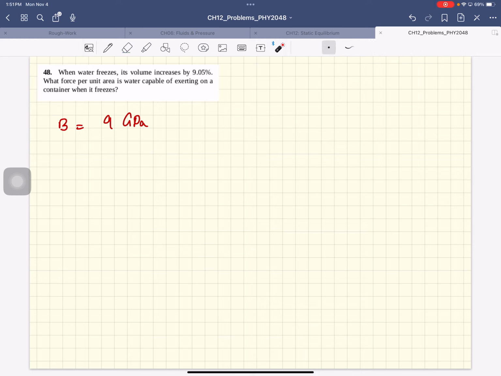All right, the bulk modulus of water is 9 gigapascals. When water freezes, its volume increases by 9%. What force per unit area is the water capable of exerting on a container when it freezes? Okay, so let's say you pour water in a container and you freeze it, the water is wanting to expand, so it's applying a force in that direction. And to keep it within the container, you have to, of course, apply an opposite force. Okay. So this is the force that the water is applying.